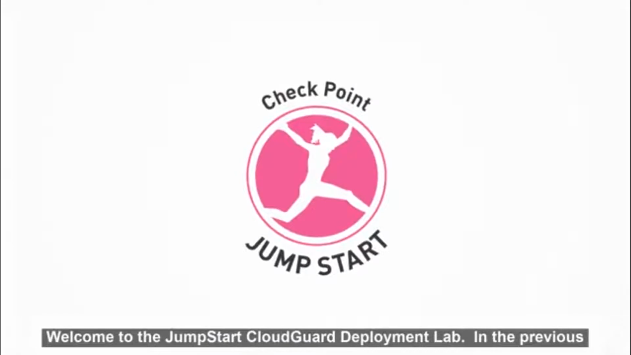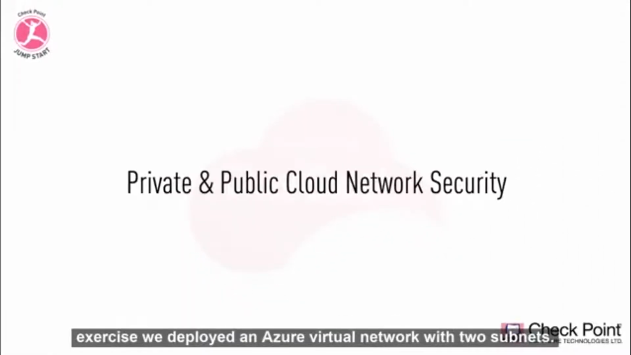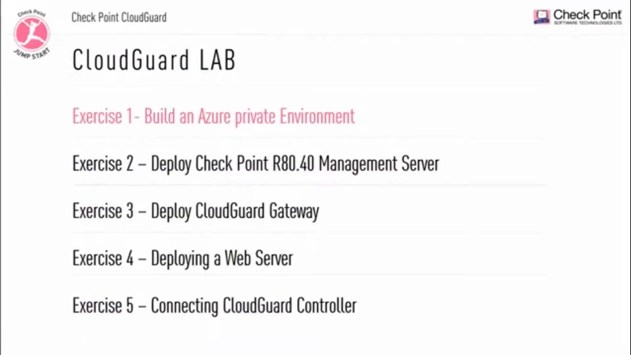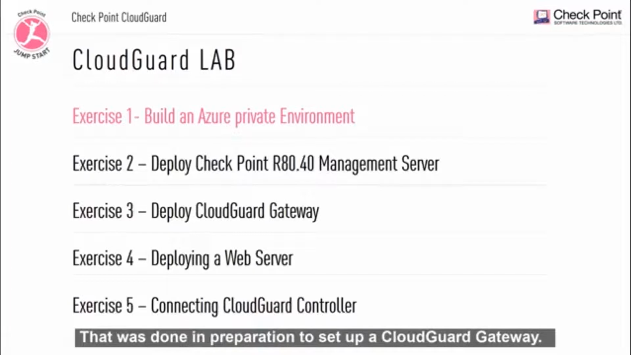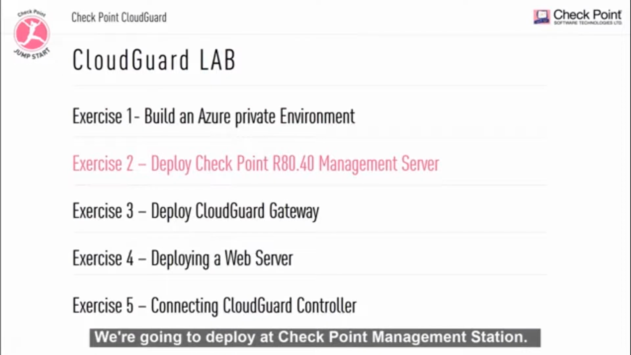Welcome to the Jumpstart CloudGuard Deployment Lab. In your previous exercise, we deployed an Azure virtual network with 2 subnets. That was done in preparation to set up a CloudGuard gateway. In this second exercise, we're going to deploy a checkpoint management station.